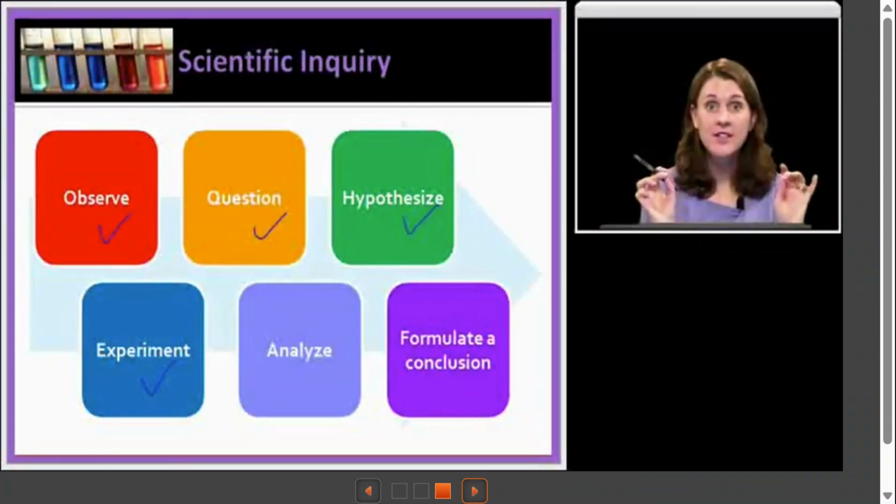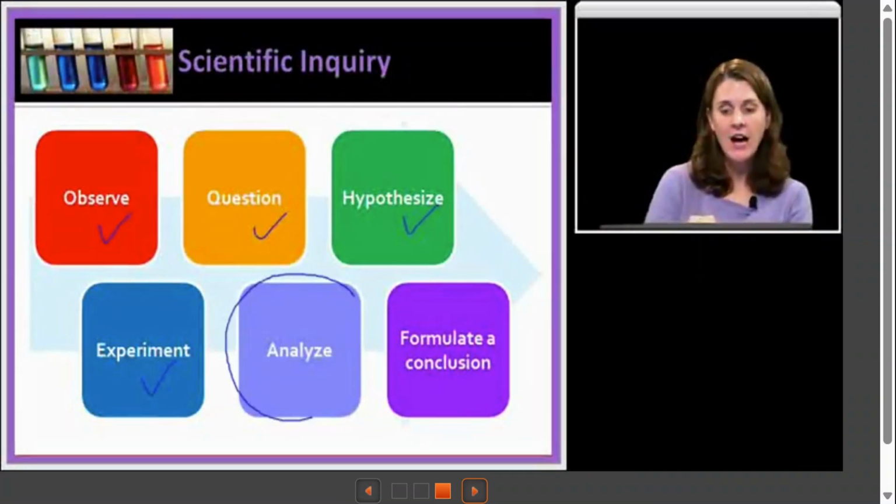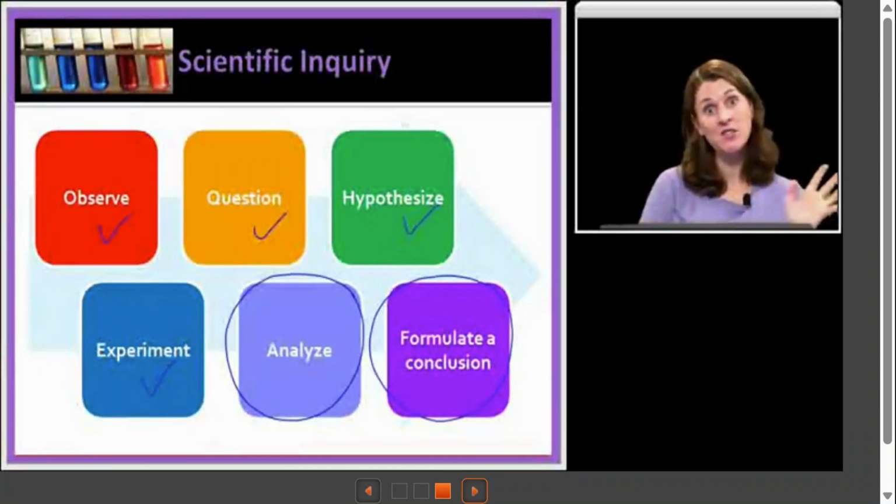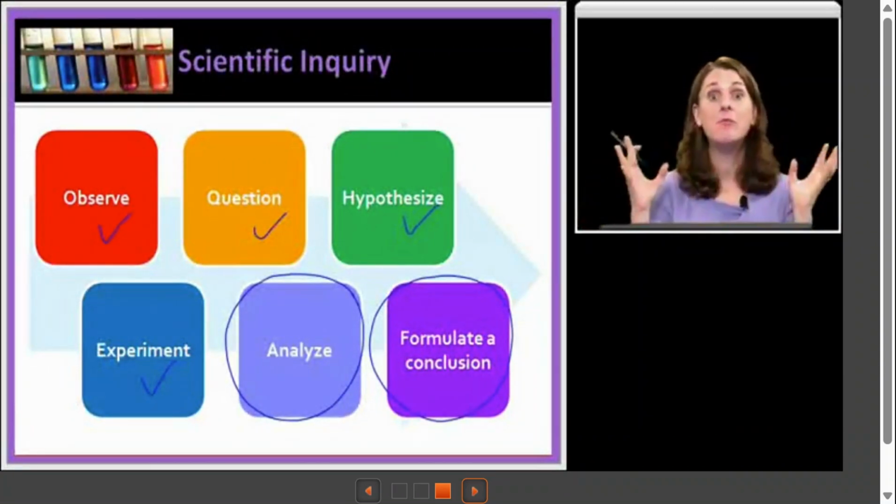Now, what we're going to discuss today is, once you run that controlled experiment, how do you record your results and analyze those results? Once you do that, how do you formulate your conclusion? Then the last piece that goes along with conclusion is communication.